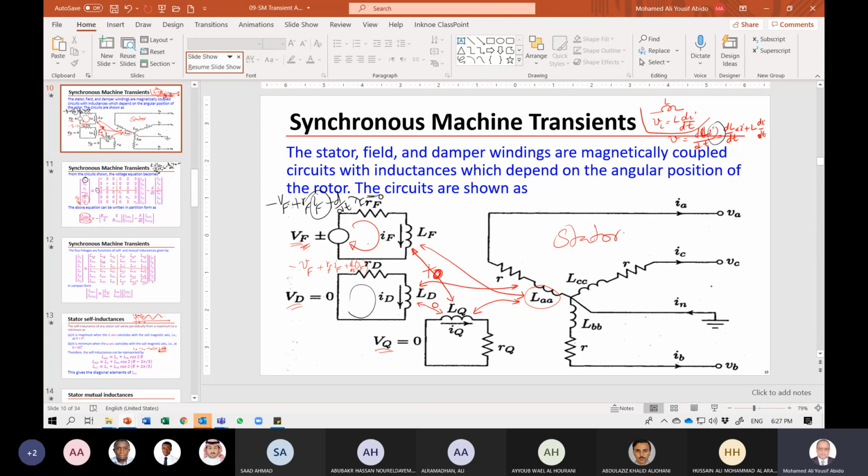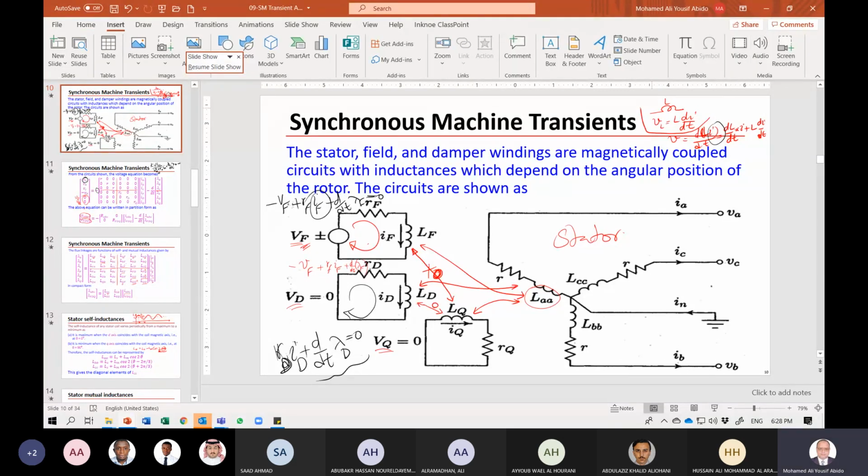And also for this, of course, this is RD times ID capital plus d by dt lambda D equal to 0. This is the KVL here. So you can see here the signs are positive, equal to 0. And then here, if you take the VA on the other side, it becomes negative. Did you get the point?